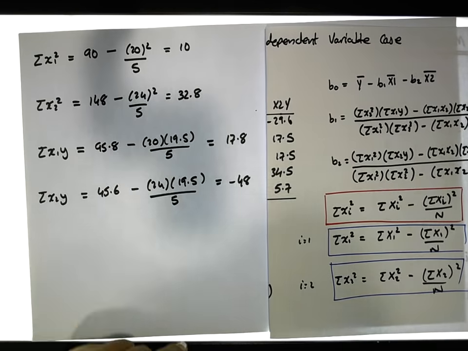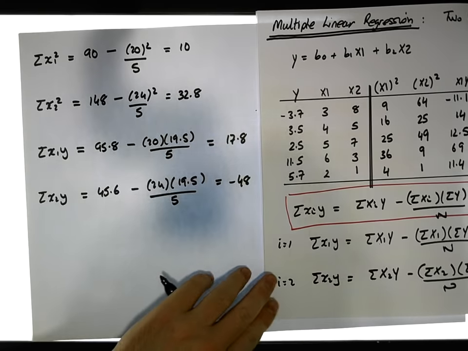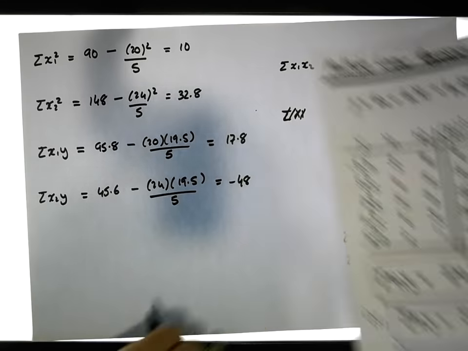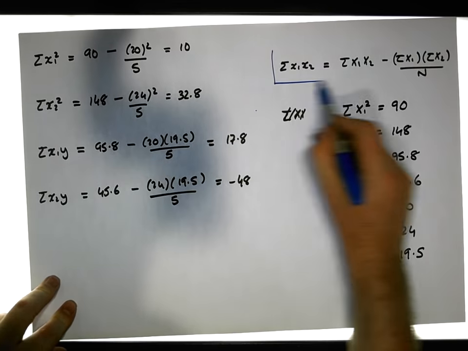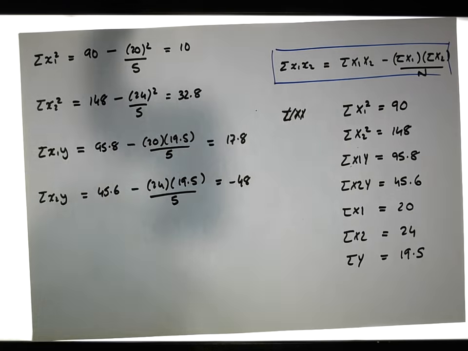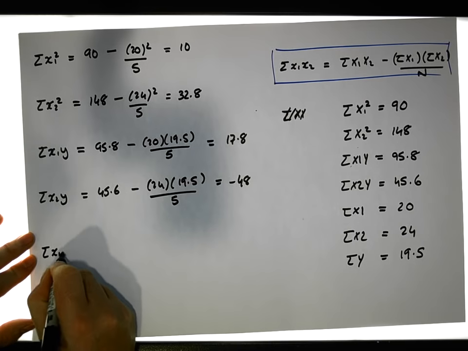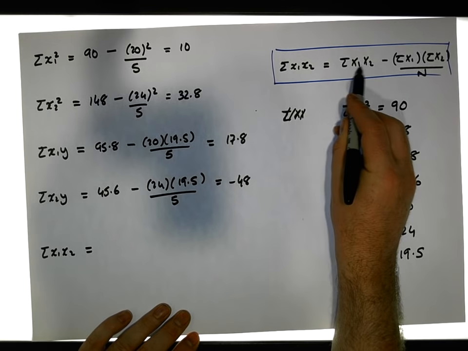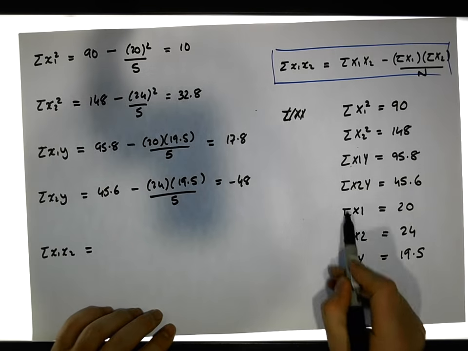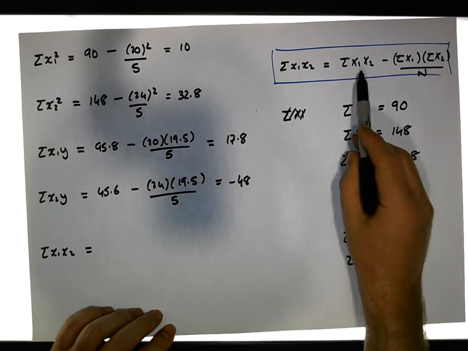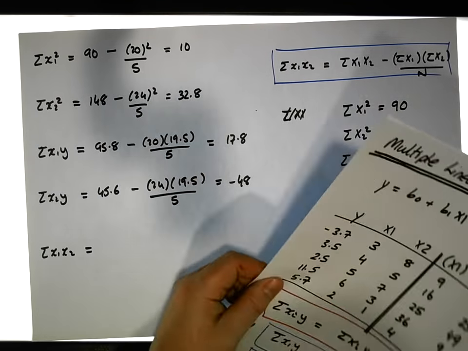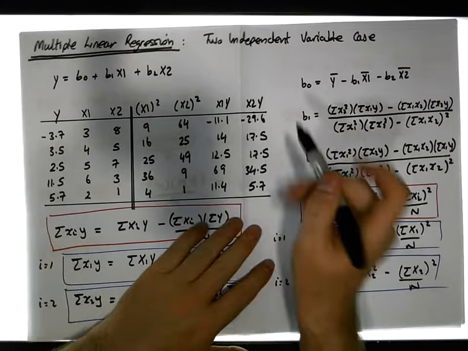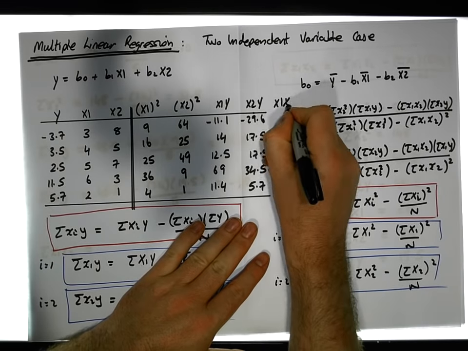So what we've calculated here is this and this. The final thing to calculate is this one here: the sum of the x1x2s, the cross product of the first independent variable with the second independent variable. Oh, I actually didn't do that calculation, so let me go back. We have to do the x1s times the x2s. We haven't done that calculation.